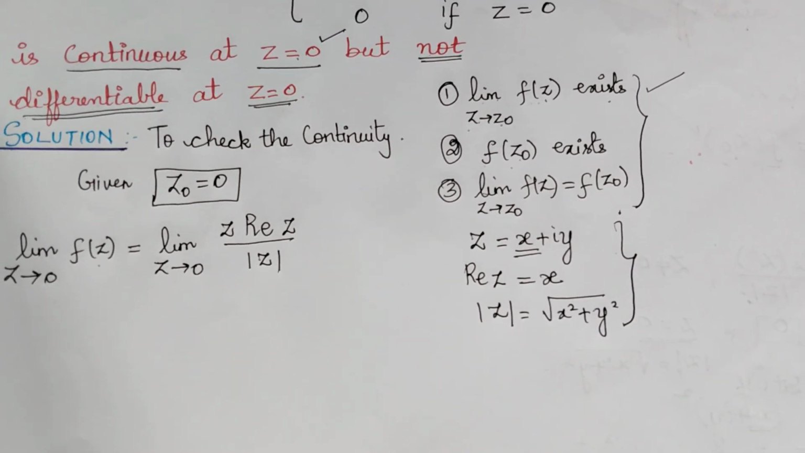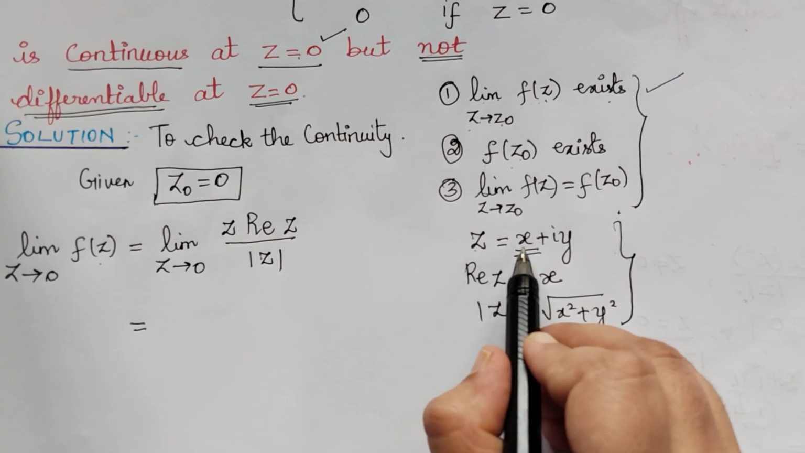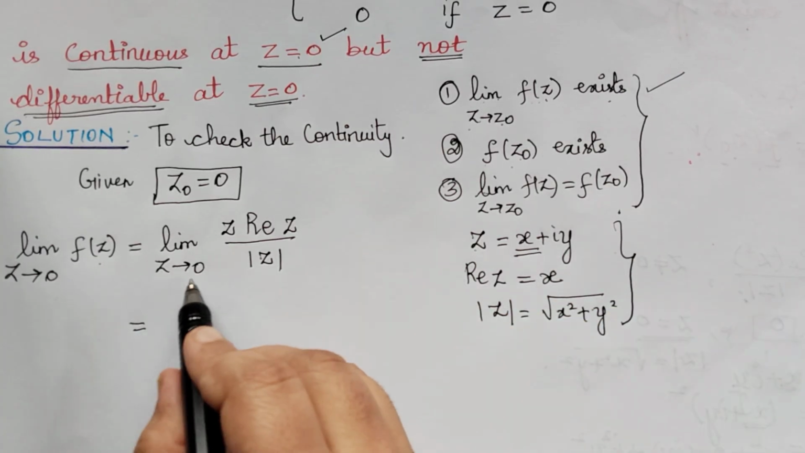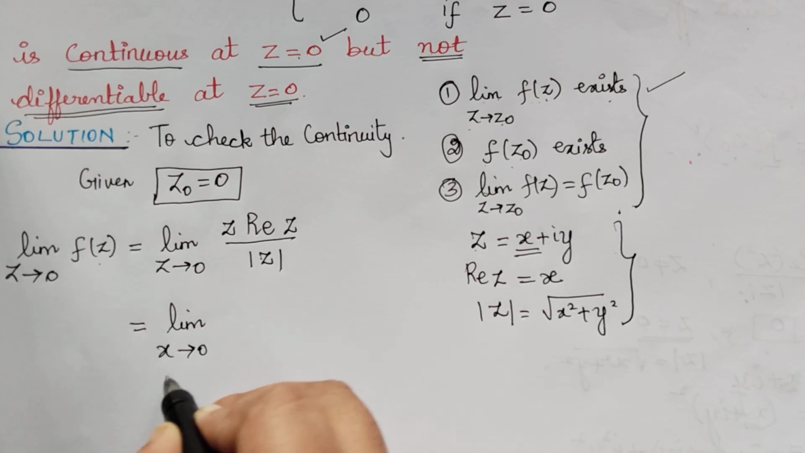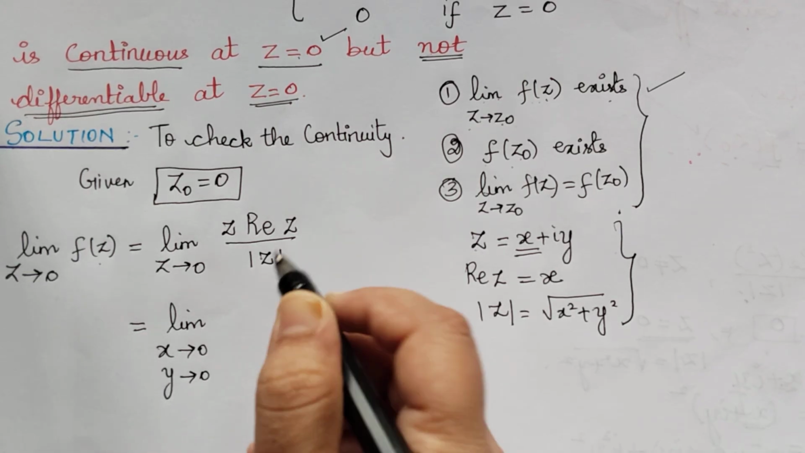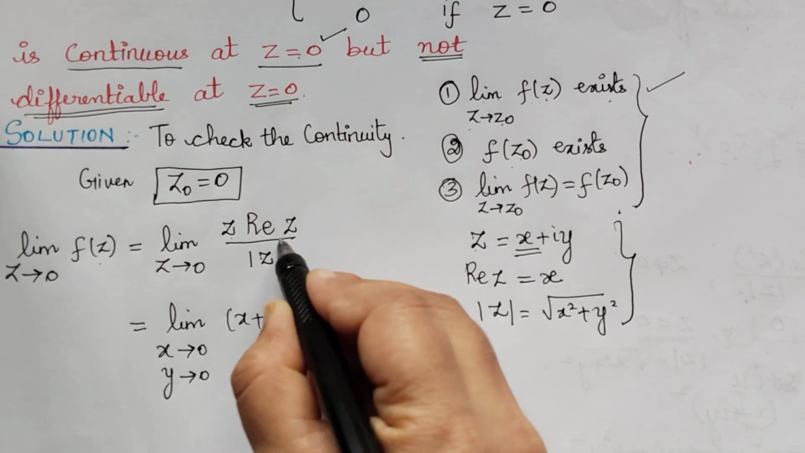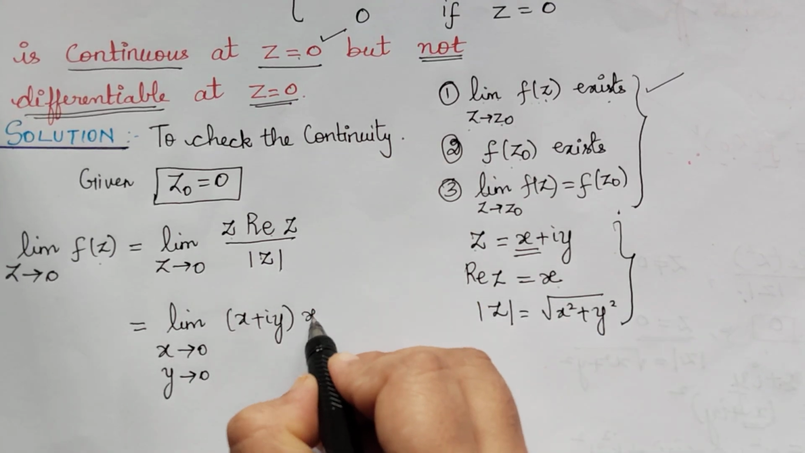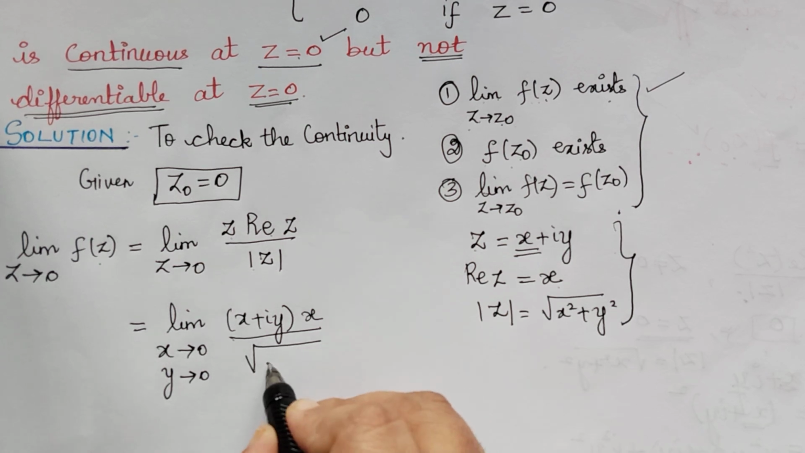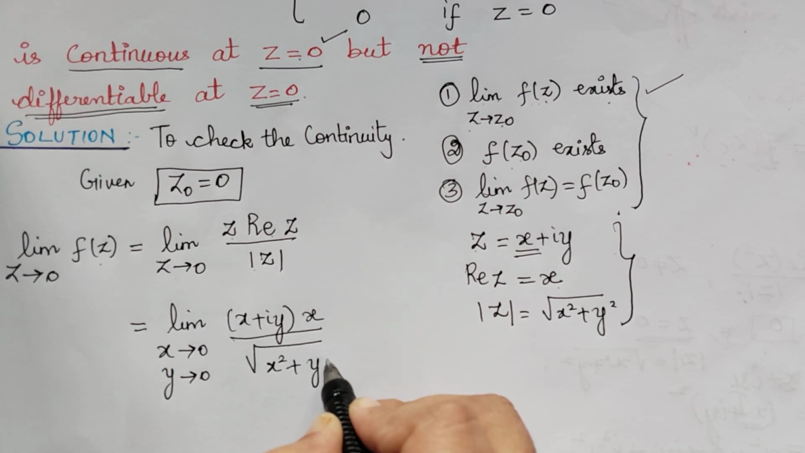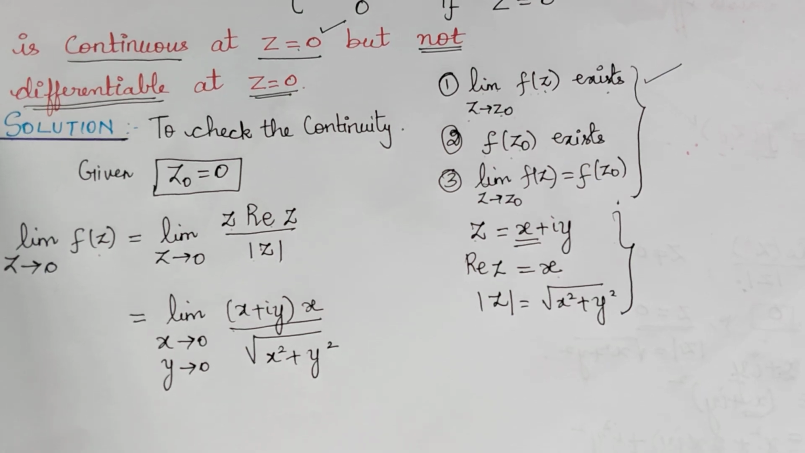So this will be further equal to, now since we have converted z as x and y, as z tends to 0, we know that x will tend to 0 and y will tend to 0. And z is x plus iy multiplied with real part of z, which is x, divided by modulus of z, which is square root of x square plus y square. Now we shall check whether this limit exists.